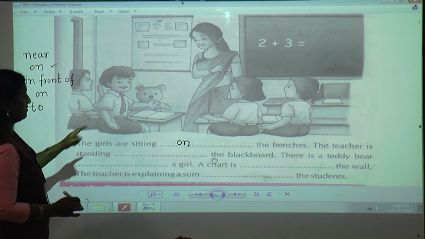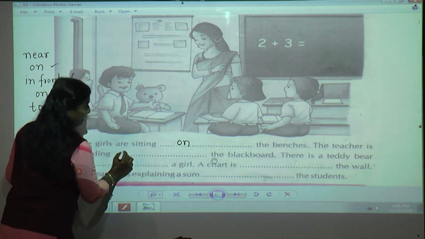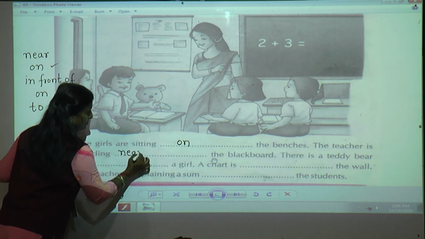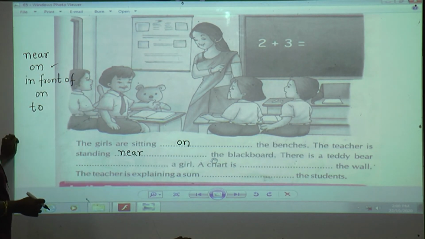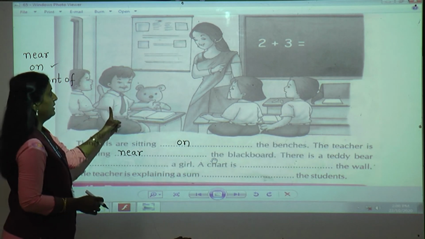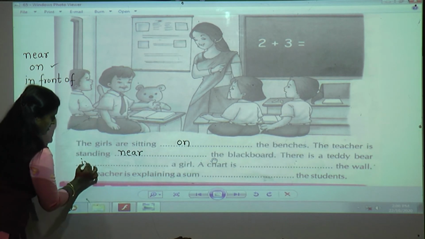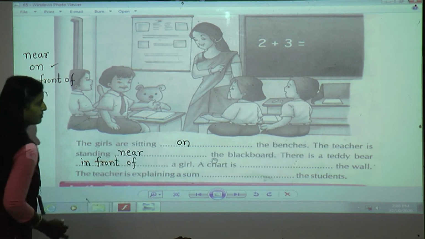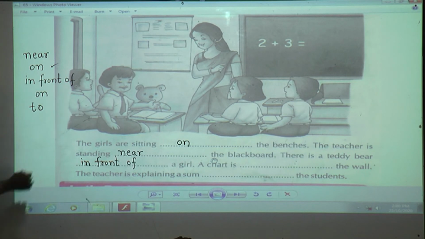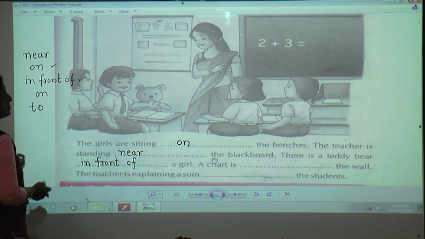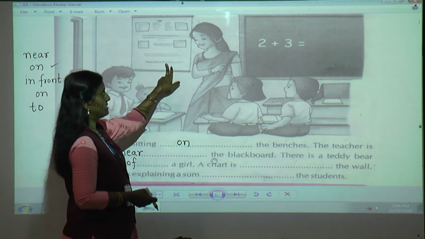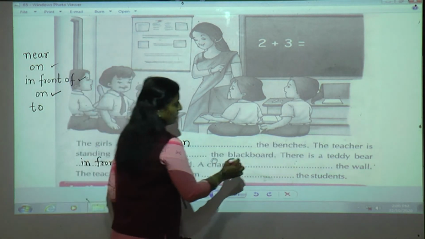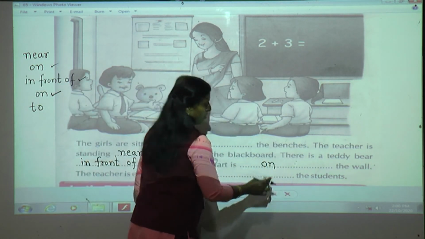The teacher is standing. Where is she standing? Yes, she is standing near the blackboard. There is a teddy bear. Where is the teddy bear? It is in front of the girl. A chart is in front of, finished. Now can you see your chart, where it is, students? Yes, here you can see the chart. Where is it? It is on the wall. The chart is, so which preposition will come? On the wall.